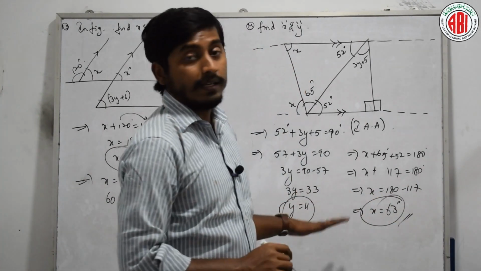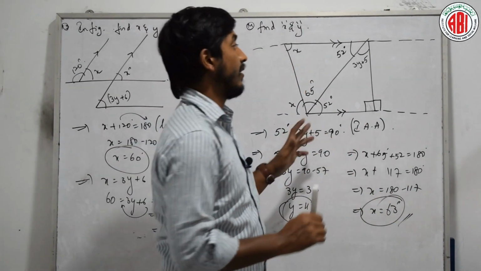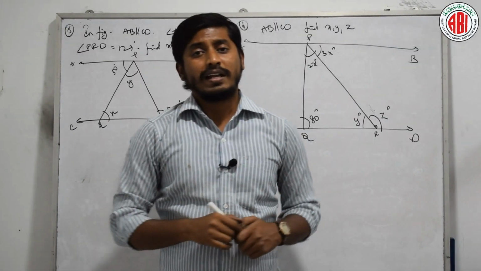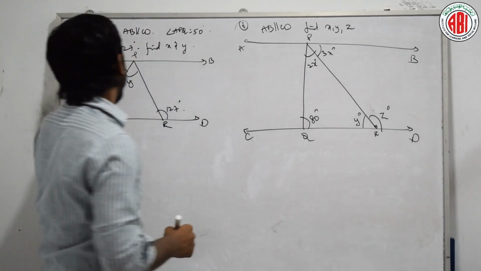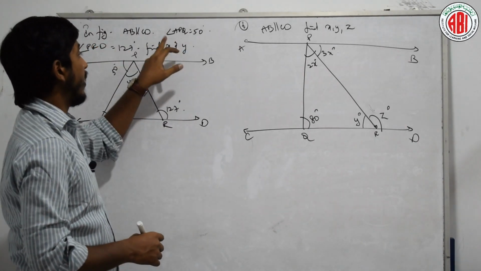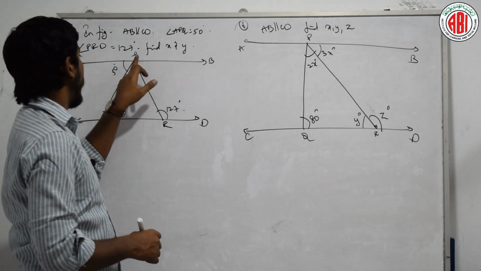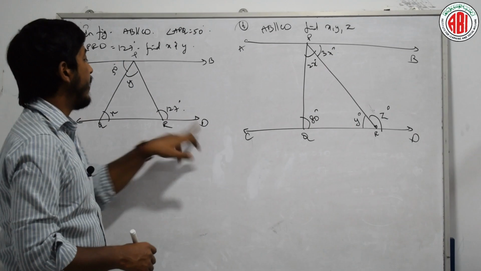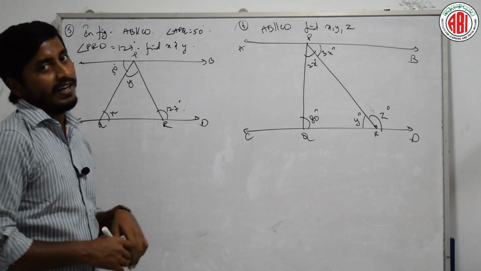Is it easy? Are you able to solve this? Okay, shall we move on to the next problem? Let's do. Look at these questions here. He gave AB is parallel to CD. Obviously, he gave angle PAQ is 50 and then angle PRD is 127. He is asking us to find x and y.